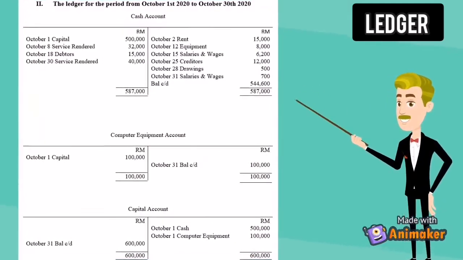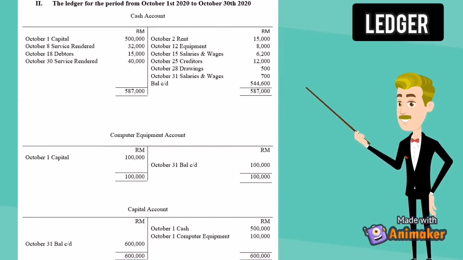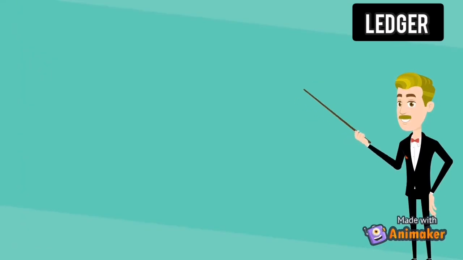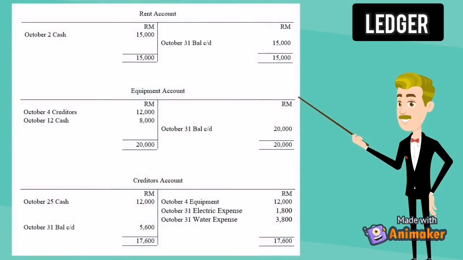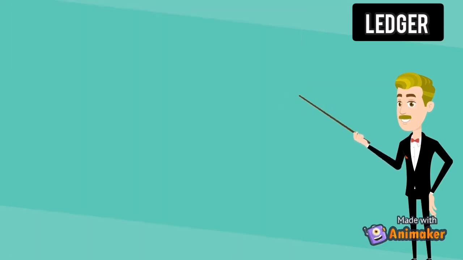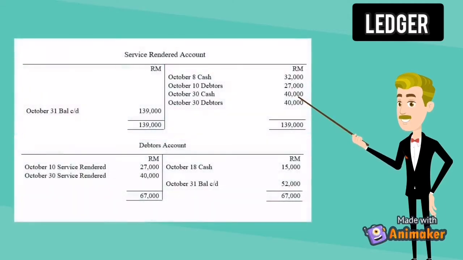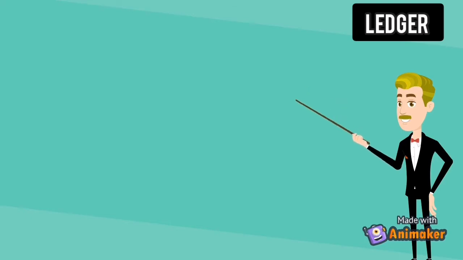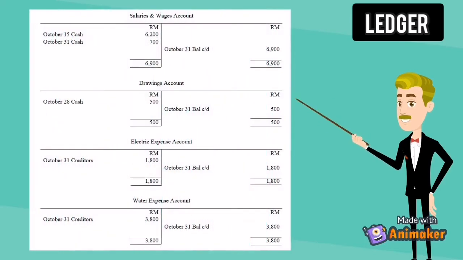In this ledger, you can see the balance for cash, computer equipment, and capital account. Then, we can see the balance for rent, equipment, and creditors account. Next, the balance for service rendered and debtors account. Lastly, we can see the salaries and wages, drawings, electric expense, and water expense account.